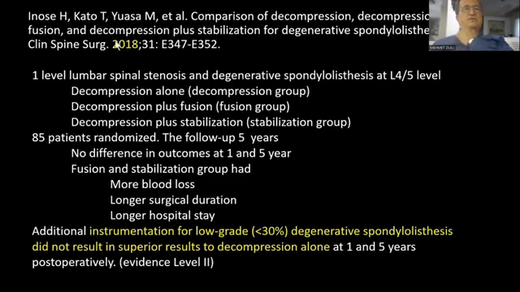This is another study from 2018 saying that instrumentation for low grade, less than 30%, degenerative listhesis, spondylolisthesis, did not result in superior outcomes.